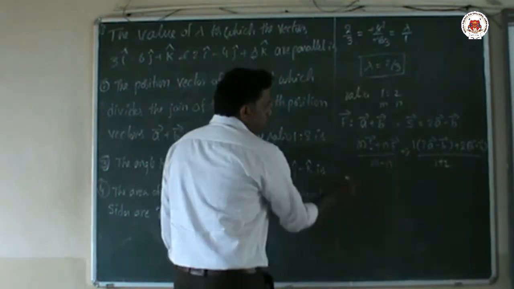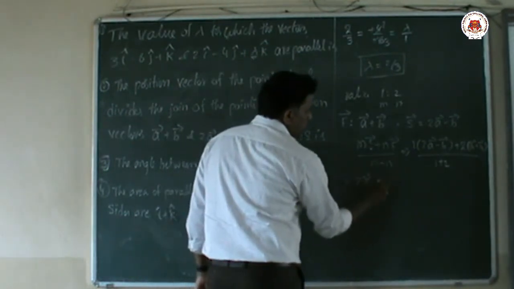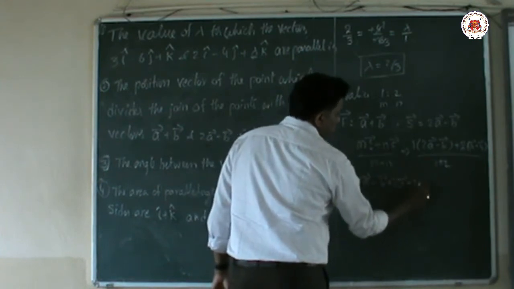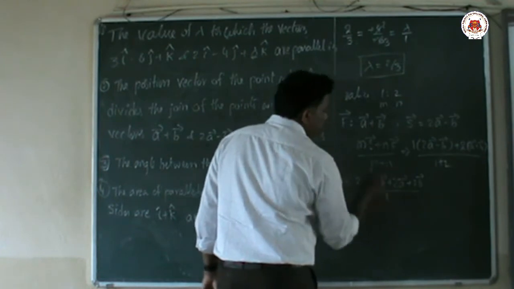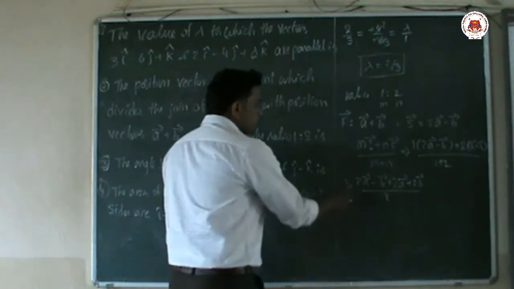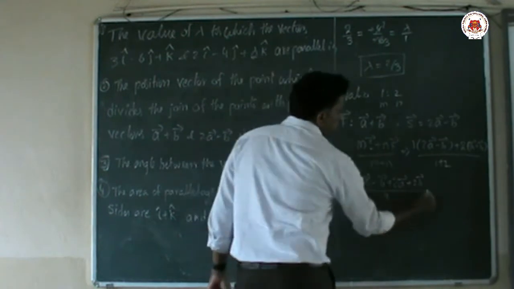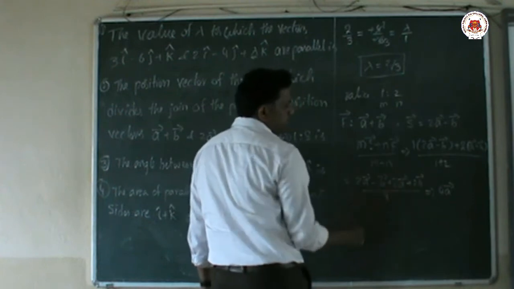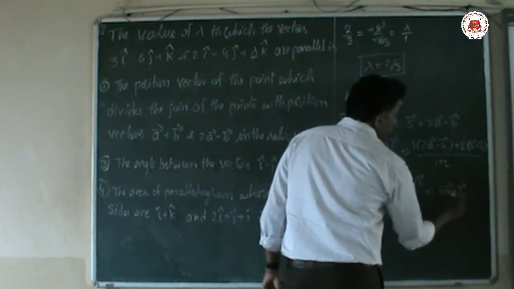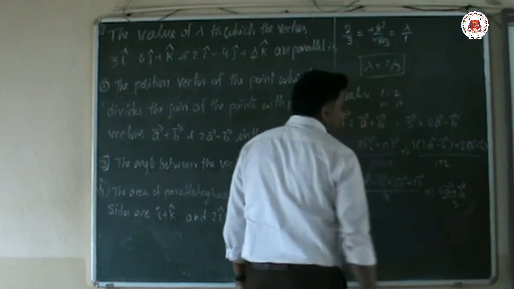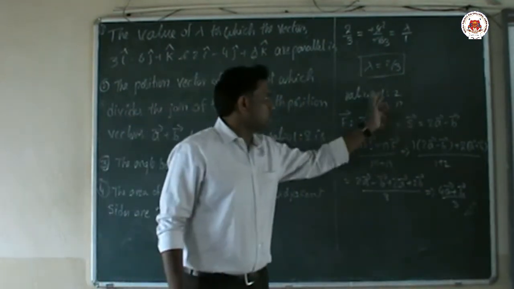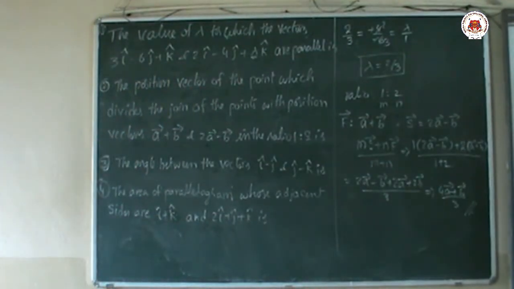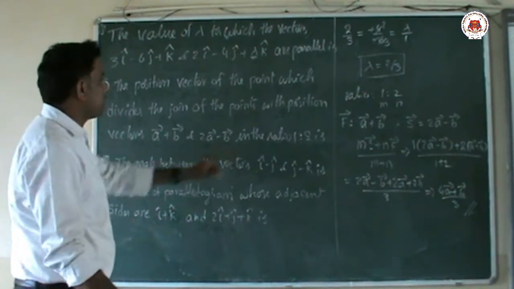If we simplify, multiply: 1 into 2a vector minus b vector plus 2 into a vector plus 2 into b vector, by 2 plus 1, which is nothing but 3. So 2a plus 2a is nothing but 4a vector, and plus 2b minus b is nothing but plus b vector, by 3. So what is the position vector? The position vector which divides these two vectors in the ratio is 4a vector plus b vector by 3. This is the second answer.